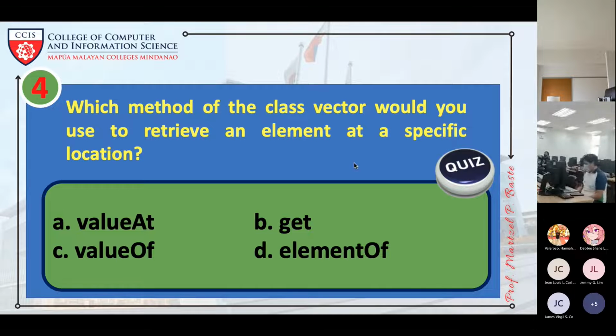Okay, I will have a chance to steal. Go. What is your answer for this question? Which would you use to retrieve an element at a specific location? Is it A, value at, C, value of, or B, get the element of? Letter B. Why do you think that is the answer? It's just a guess. Wow, very good guess. You are correct. Letter B, get.